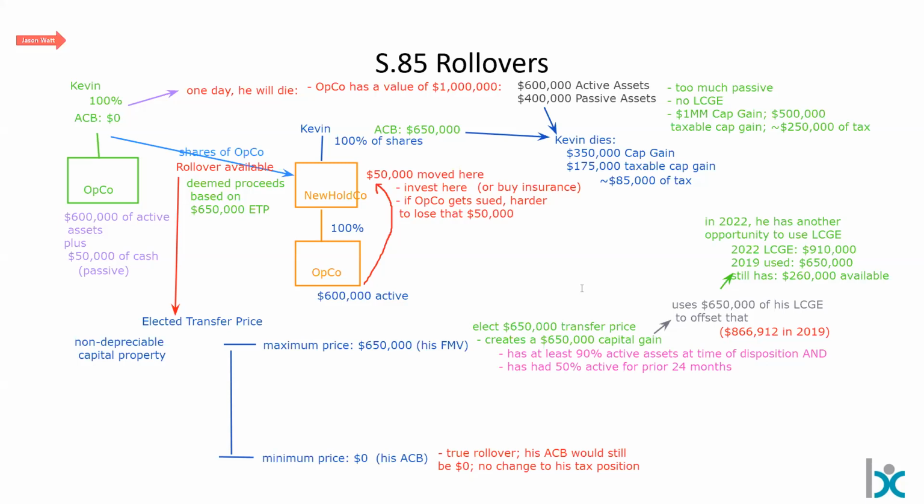If I've done what I suggested was going to happen here, Tanner, if I've built up that amount of passive assets, then I've probably ruined the lifetime capital gains exemption. And that's a real thing that happens. I want Kevin to succeed. I want Kevin to invest in new holdco, but as he does that, he is gradually chipping away at his ability to use the lifetime capital gains exemption.